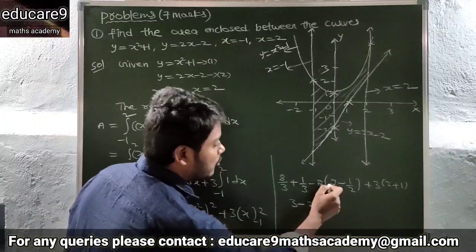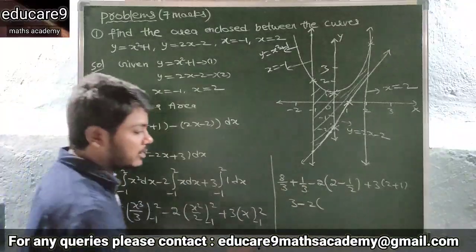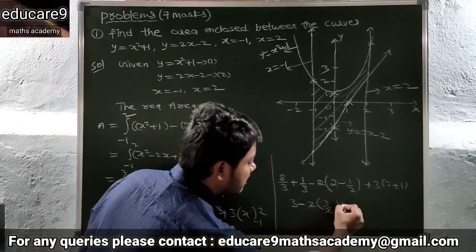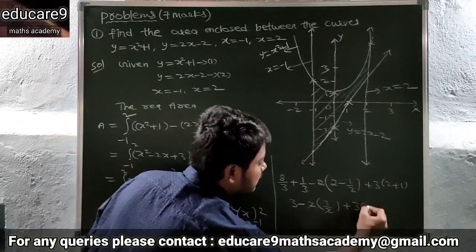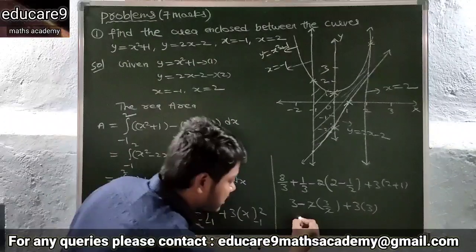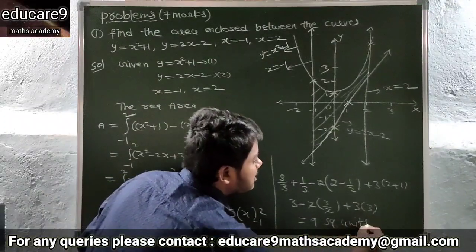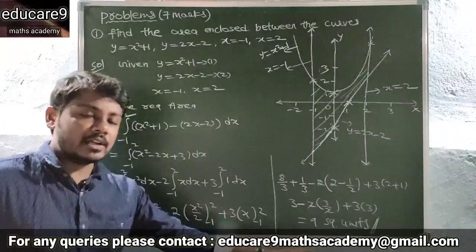Minus 2 into 2 minus 1 by 2, that is 3 by 2. So the 2s get cancelled. Plus 3 into 3. So clearly this is 9 square units. So this is the required answer.